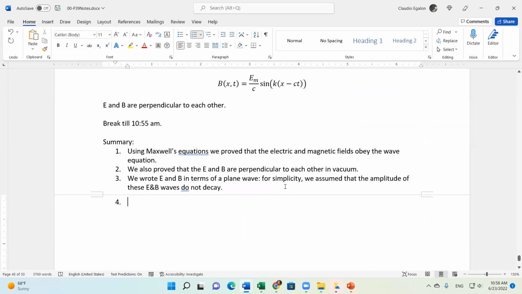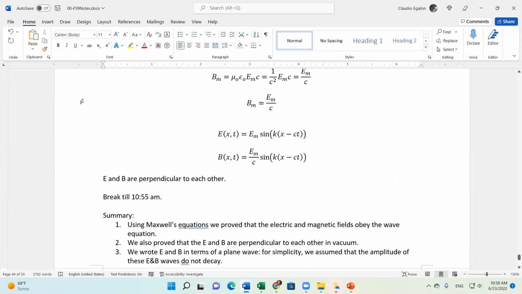We found a relationship between the amplitudes of the electric and magnetic fields. There you go, and the relationship is this one right in here. What else can we do?